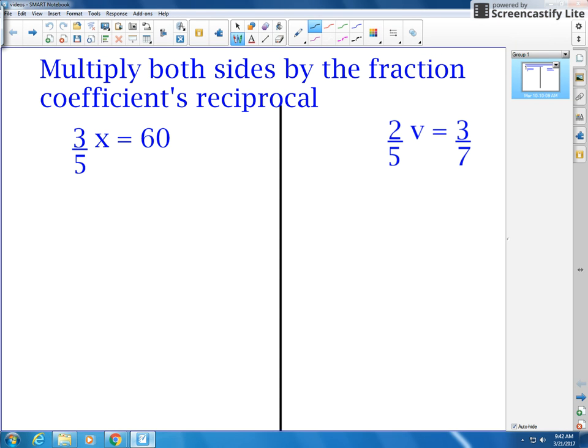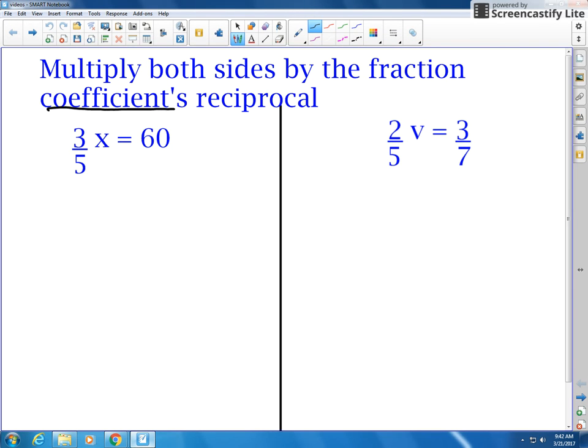Multiplying both sides by the fraction coefficient's reciprocal. A lot of big vocabulary in there. Coefficient is the number of x's I have, so the number that comes with the x in front of the x. Reciprocal, remember, is if I take a fraction and I flip it.